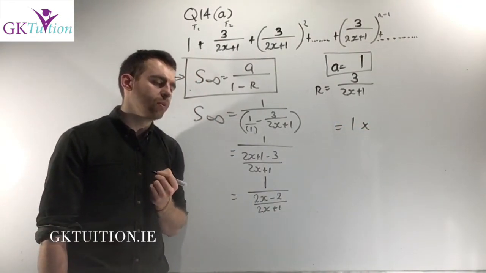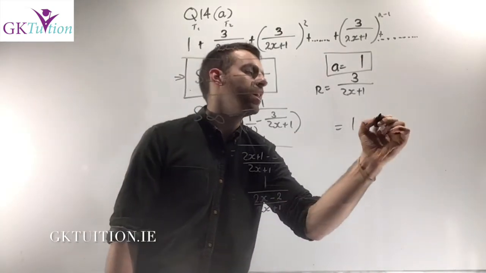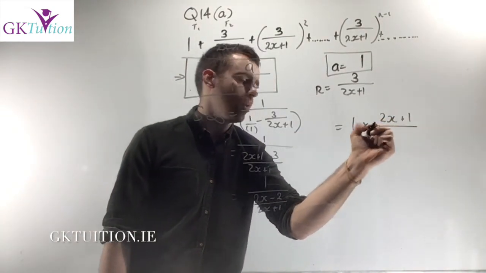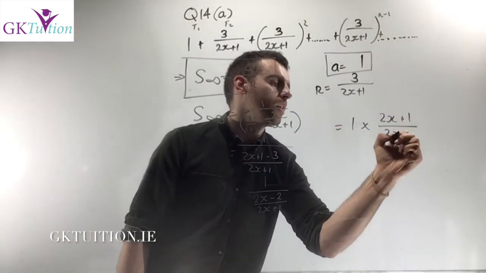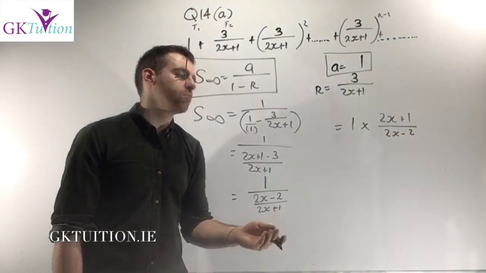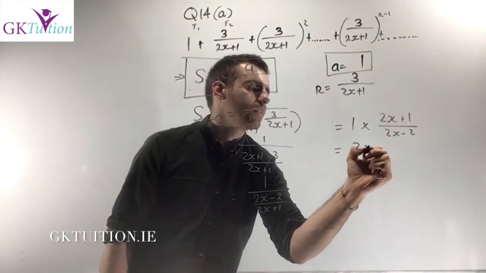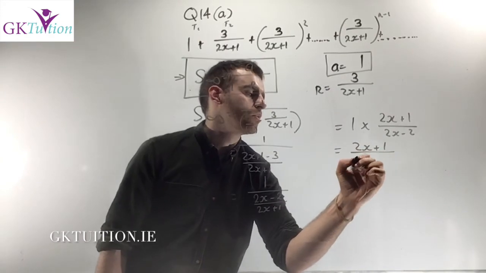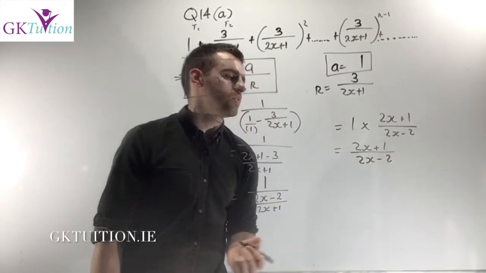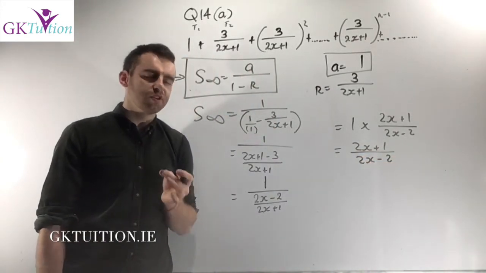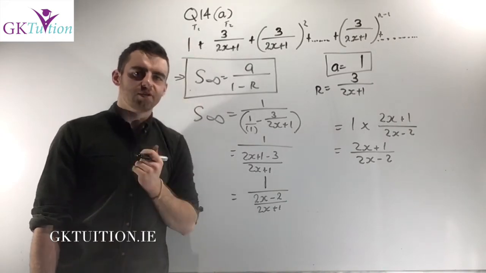The reciprocal of 2x minus 2 over 2x plus 1 is, if you just flip the fraction, 2x plus 1 over 2x minus 2. Obviously 1 multiplied by that, the 1 has no impact on it, and I'm just left with 2x plus 1 divided by 2x minus 2. And that's your final answer for the sum to infinity of this geometric series.